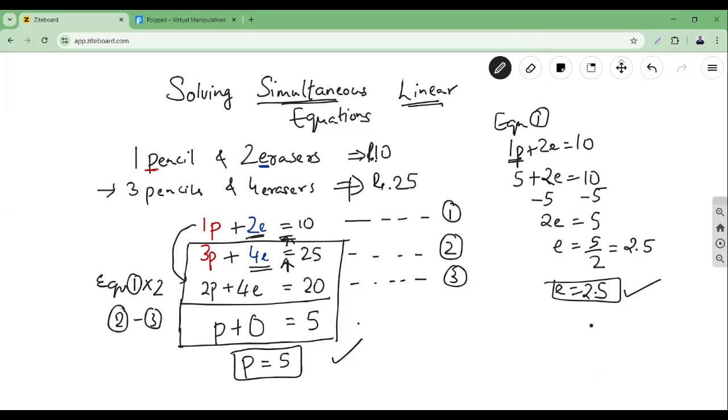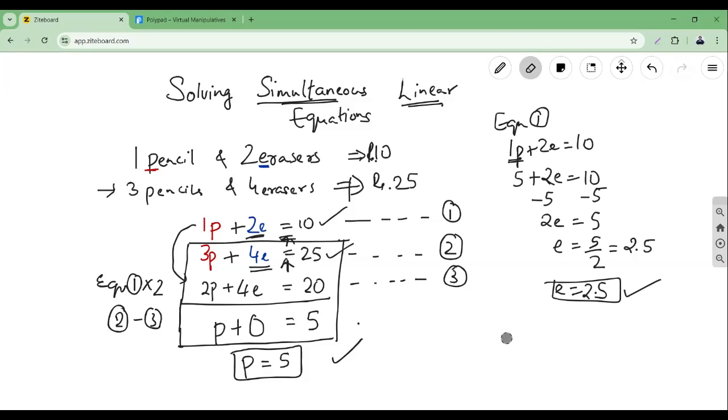And now, how do you do verification? Just look at this. One pencil is 5 rupees. Two erasers is 5 rupees. 5 plus 5 is 10 rupees. You got it. Three pencils is 15 rupees, right? Four erasers. One eraser is 2.5 means two erasers is 5 rupees. Four erasers is 10 rupees. So it's going to be 25, right? And that is how that came here. So this is how you do the verification. In both the equations, it should come correctly. And this is what is happening.